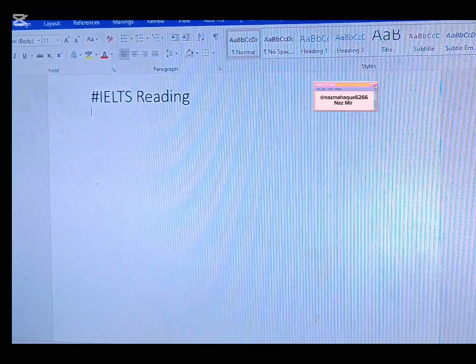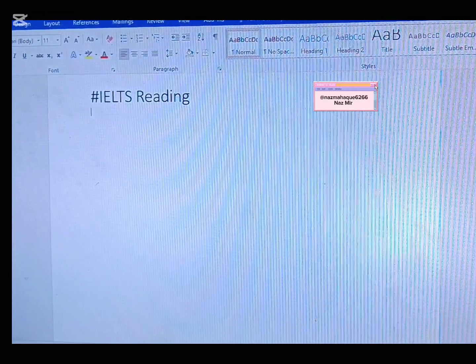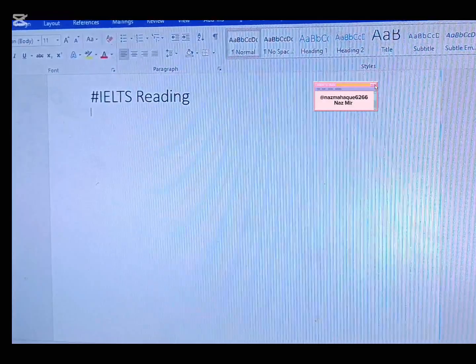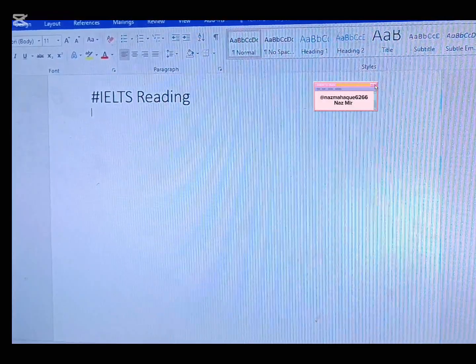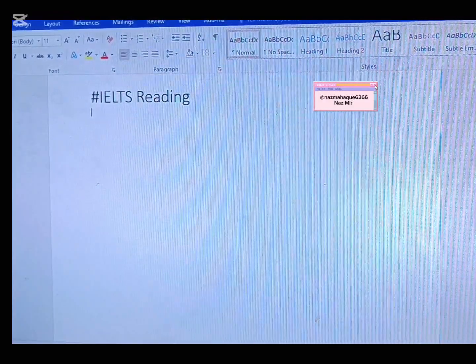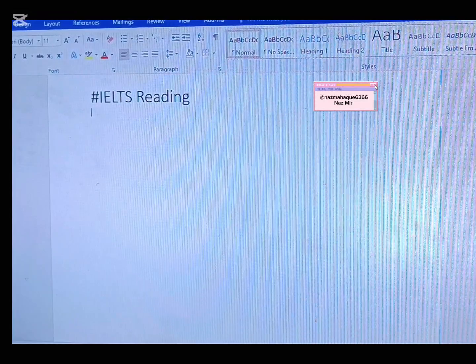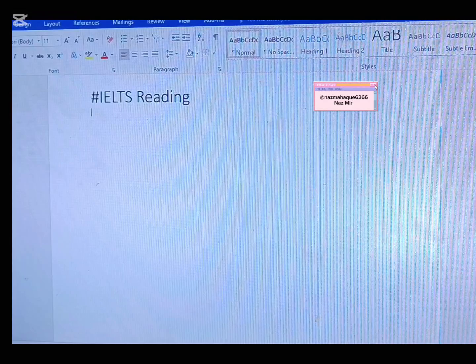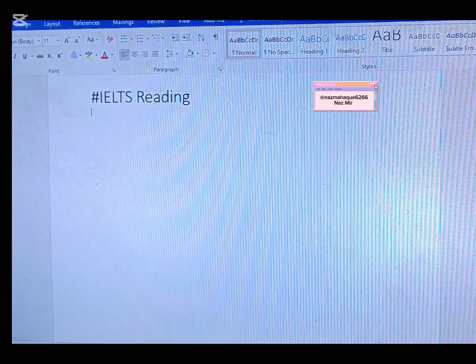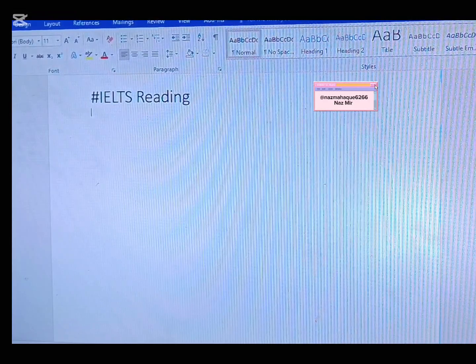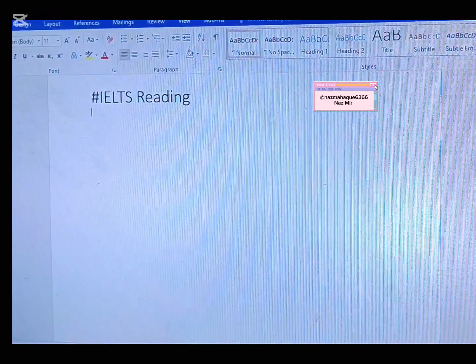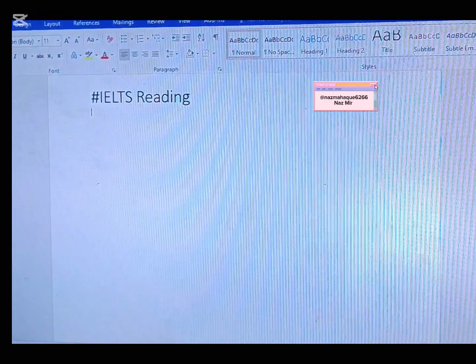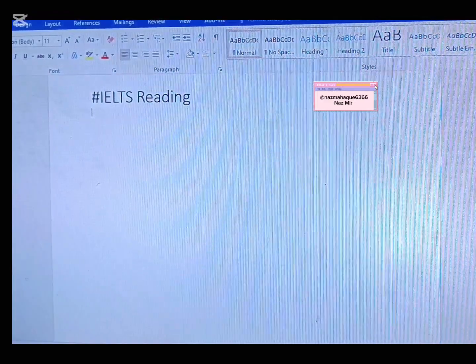And as you guys know that I got 9 in my reading module, so I'm going to share the tips so that it can be helpful for you, and also I will try to solve the MCQ questions from any of the Cambridge books so that you can have an overall idea about how to solve this question pattern. So let's start with it.